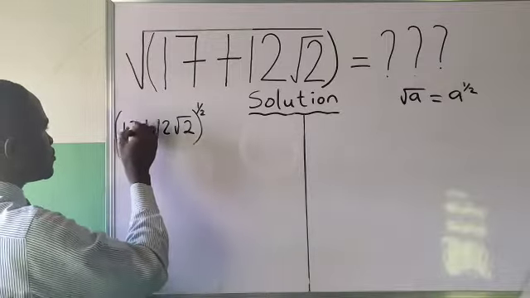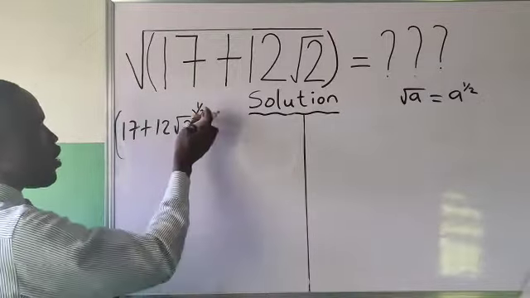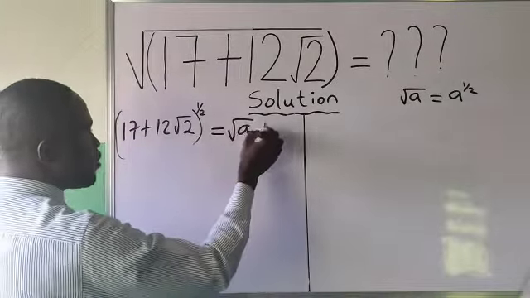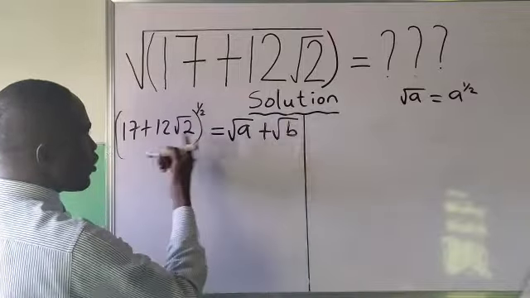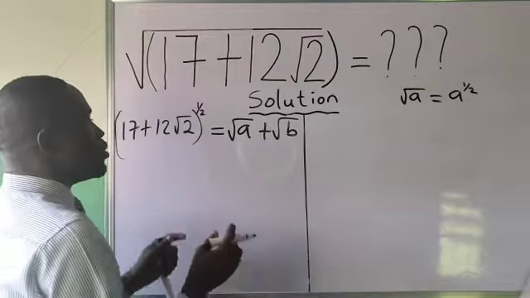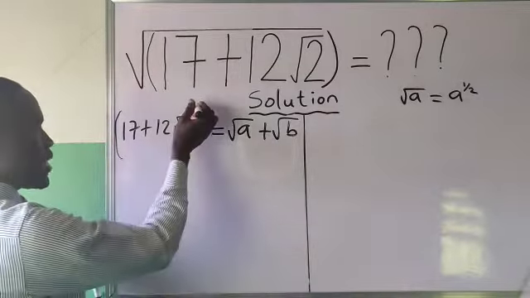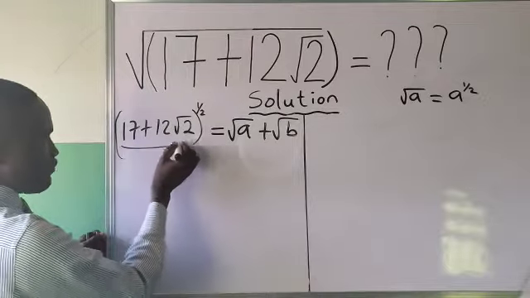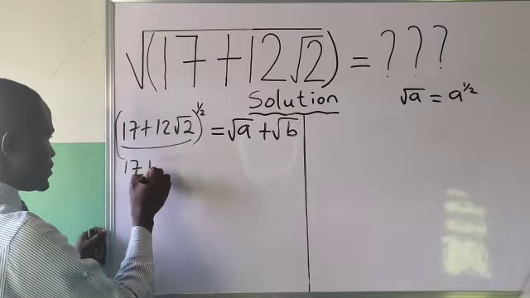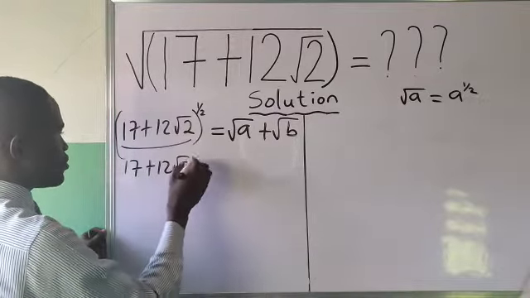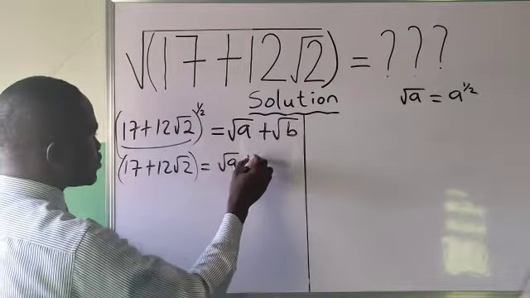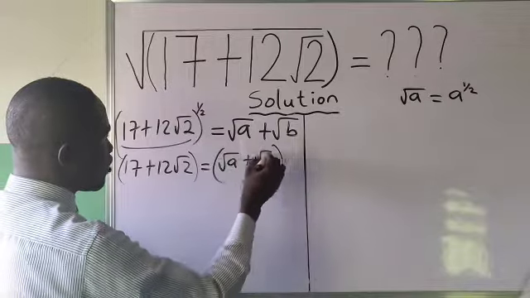17 plus 12 root 2, all raised to the power 1 over 2. We say let it be equal to square root of A plus square root of B. We put plus because we have plus here. Now, what you do is make this the subject of the formula, and that is gotten from saying 17 plus 12 root 2 is equal to root A plus root B, all raised to the power of what?